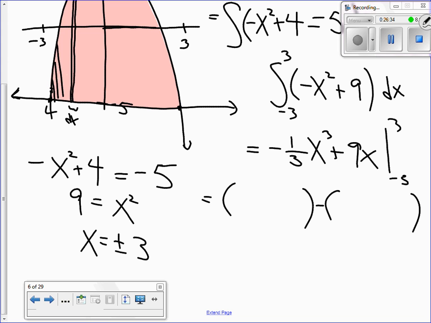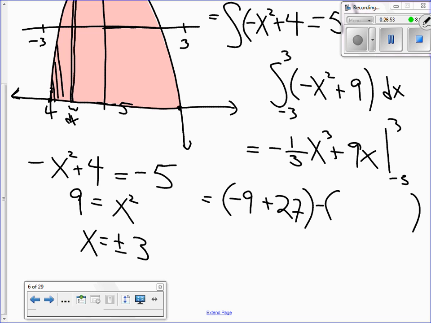Negative 1/3 of 3 cubed. Negative 1/3 of 27 is negative 9. Plus 9 times 3 is 27. Oh, you're saying 18 is the whole thing, yeah.